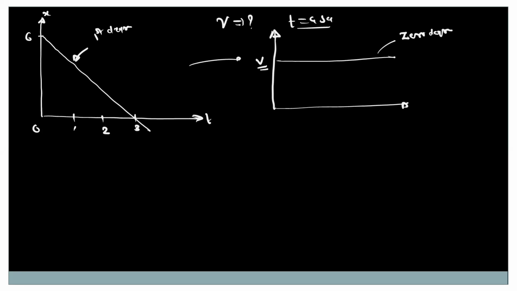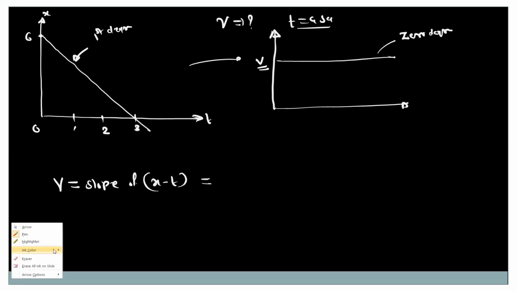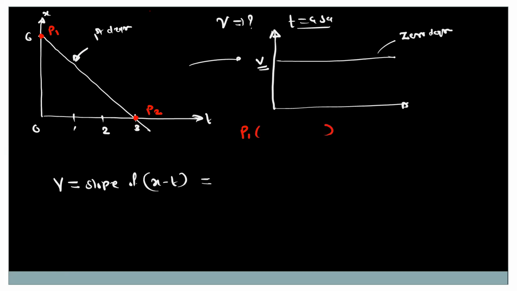So we have to find out this constant value. To find out this constant value, we can write v is equal to slope of the xt graph. To find this slope, we have to identify both the points P1 and P2. You can take this as P1. So select this point. This is P1 and this is P2. For P1, what are the coordinates? What is the x coordinate and what is the y coordinate? You can give the answer in the chat box.